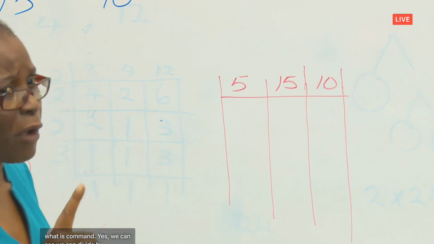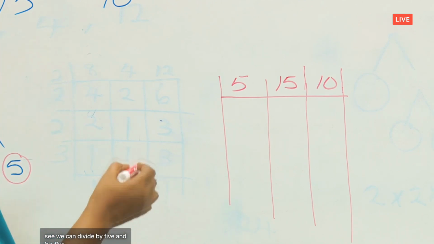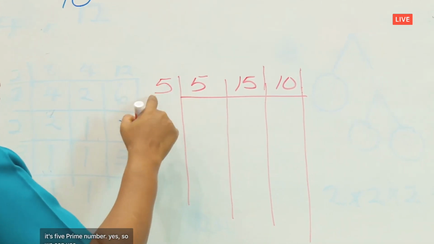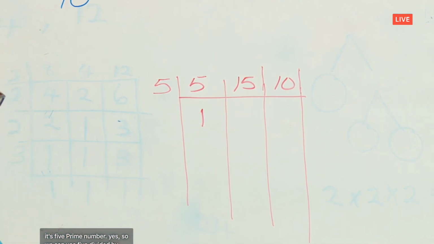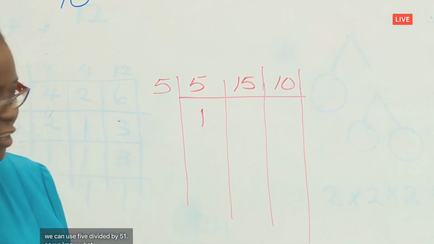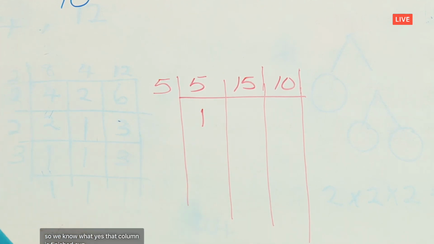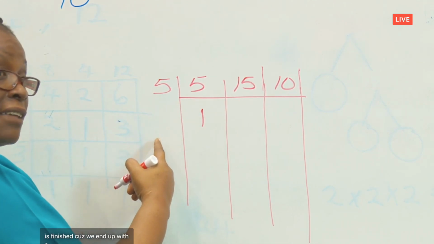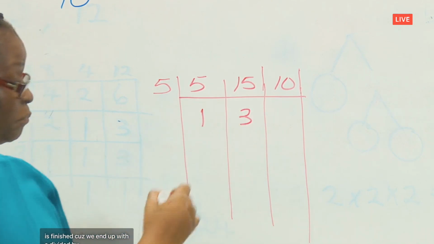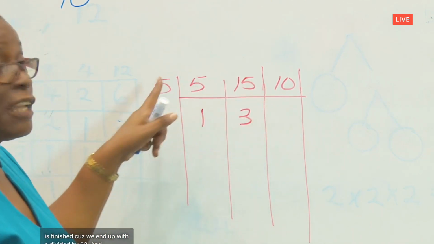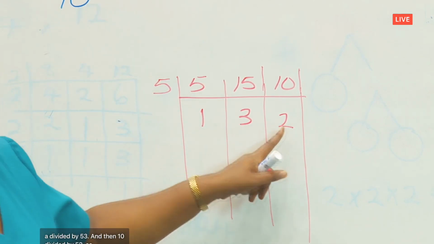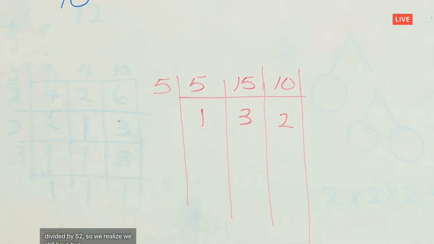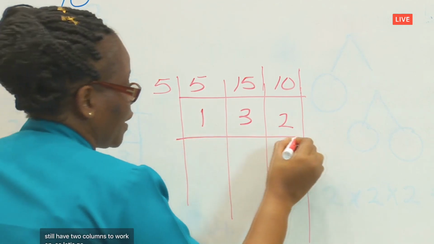So we are going to divide by, what is common there? Yes, we can see we can divide by 5. And is 5 a prime number? Yes, so we can use 5. 5 divided by 5, 1. So we know what? Yes, that column is finished because we end up with a 1. 15 divided by 5, 3. And then 10 divided by 5, 2.